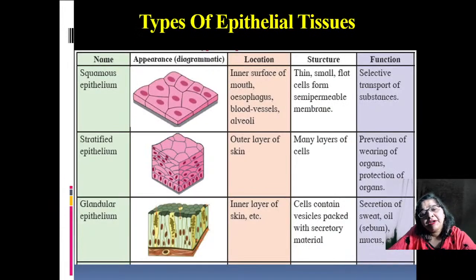Let us see the different types of epithelial tissues now. You are going to study 6 basic types of the epithelial tissues here. There are many more different types, but that you will be learning in the higher classes. Let us see the basic types of epithelial tissues. First, the squamous epithelium.